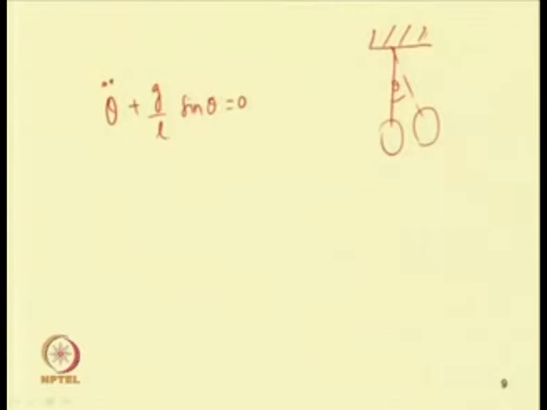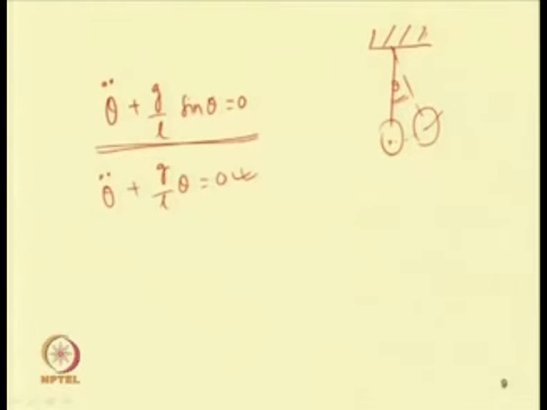That means, if we shift this mass to a position here and leave it, then it will oscillate about the mean position, and the equation of motion is theta double dot plus g by L sin theta equal to 0, where L is the length of the pendulum and theta is this oscillation. For small value of theta, this equation reduces to that of a linear system, that is theta double dot plus g by L theta equal to 0, but if theta is not small.